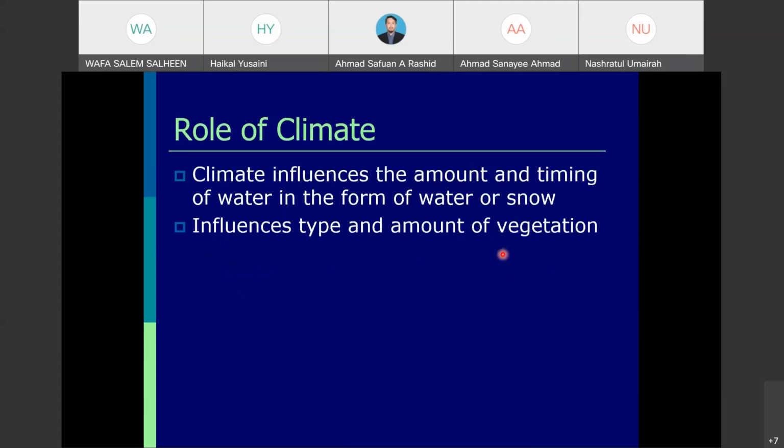Okay. So role of climate. Climate influences the amount and the timing of water, in the form of rain or snow. It also influences the type and amount of vegetation.